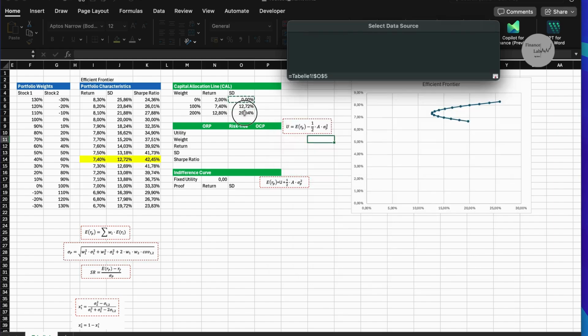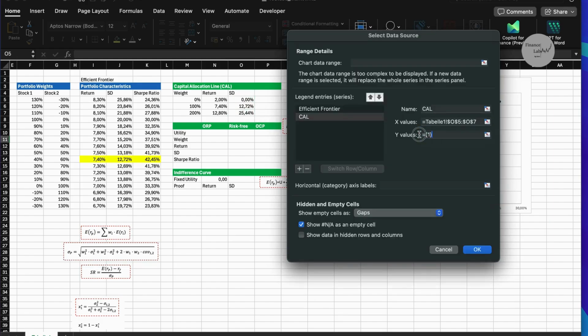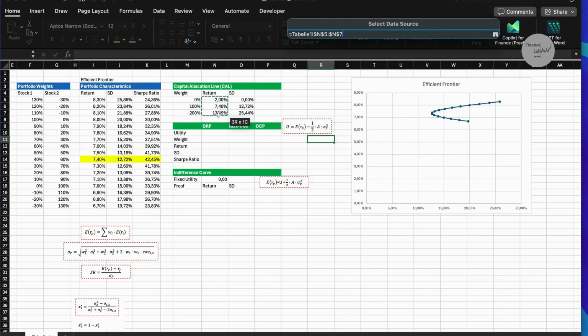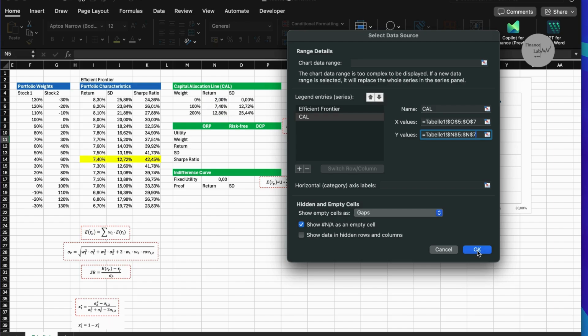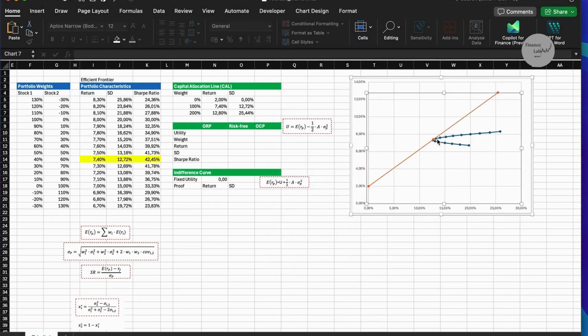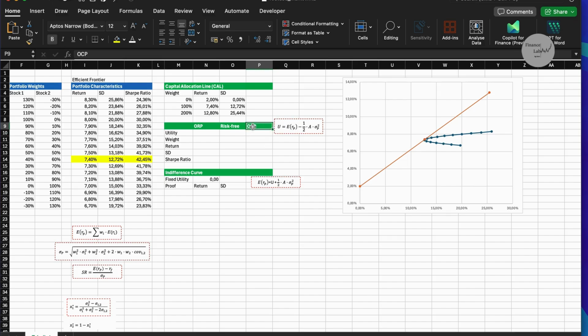X values is the standard deviation, y values are the expected portfolio returns. Plot this, and here at this point we are at the optimal risky portfolio. We can compute the optimal complete portfolio. Here we have the preferences of the investor. So we need a starting weight. Let's say 50% in the optimal risky portfolio and 50% in the risk-free rate.